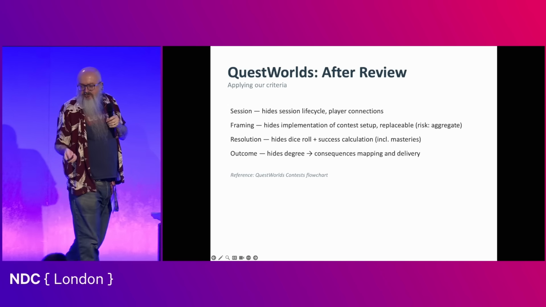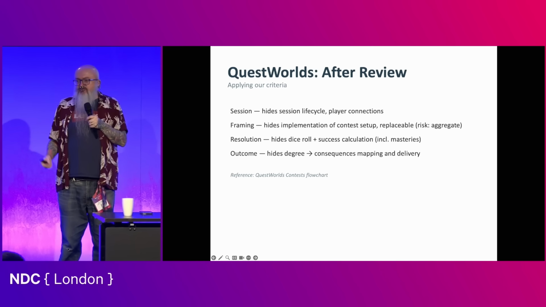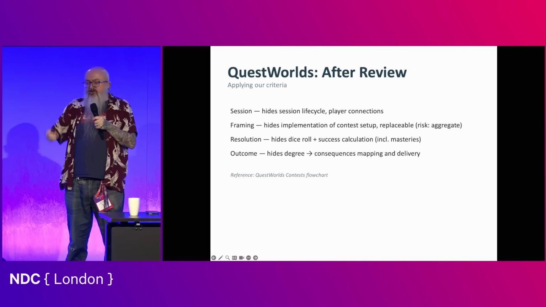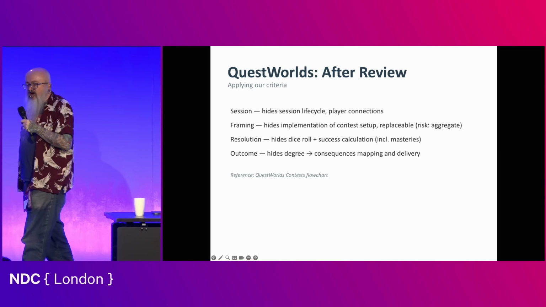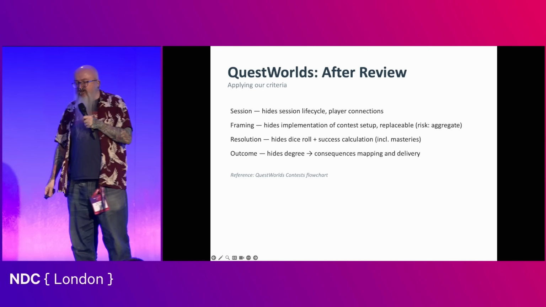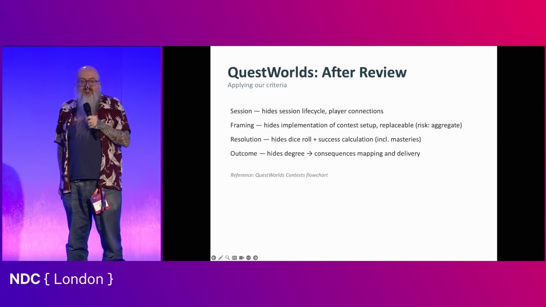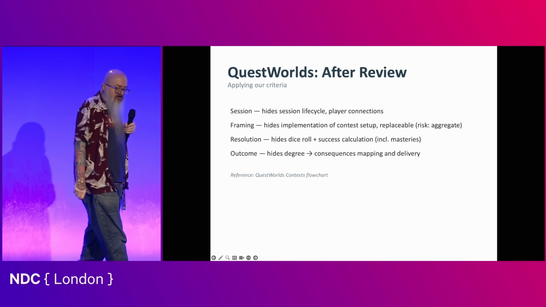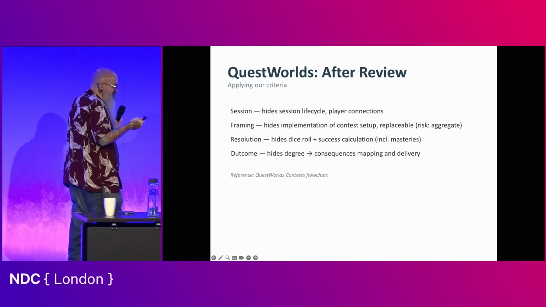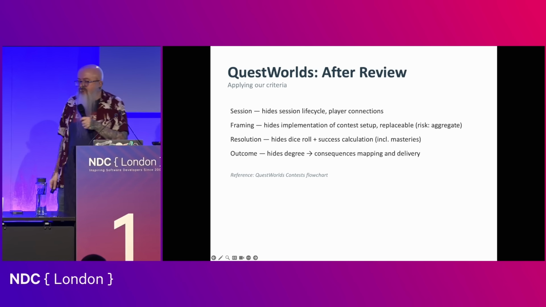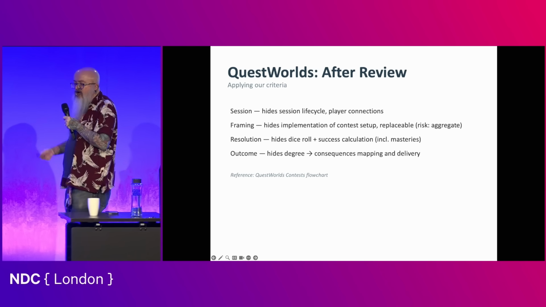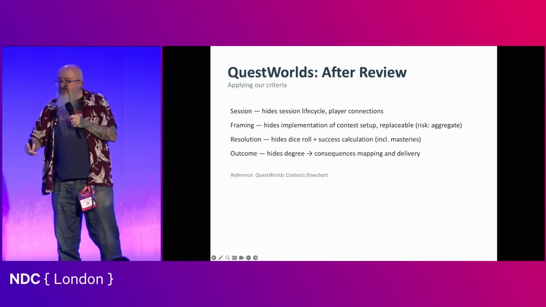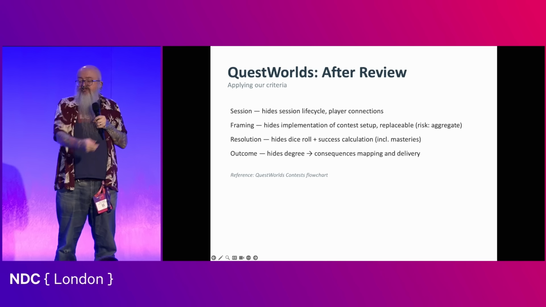So we end up with session, which hides the session lifecycle. That's basically you setting up a game session and then giving a code to your players who can all then log in. Framing hides the implementation of contest setup, right? The risk here is that's actually just an aggregate. Resolution hides dice roll and success calculation. It basically understands the game mechanics and can effectively resolve the game outcome: what are the results, what is the game impact, what happens?